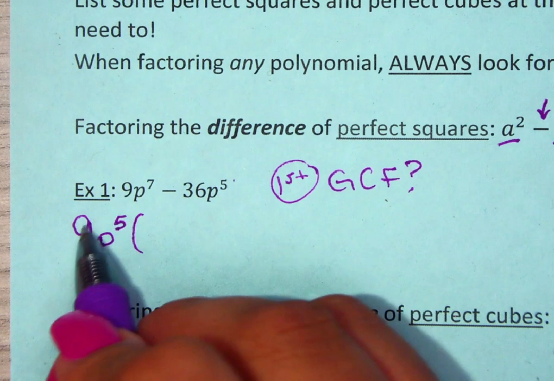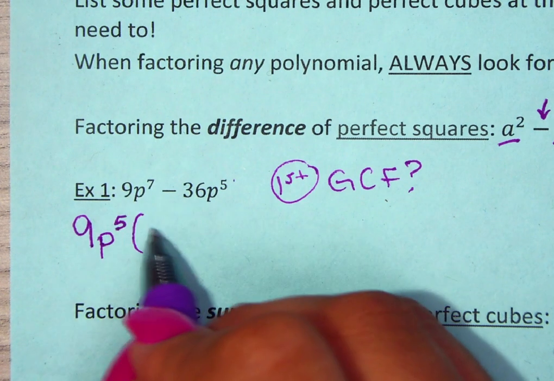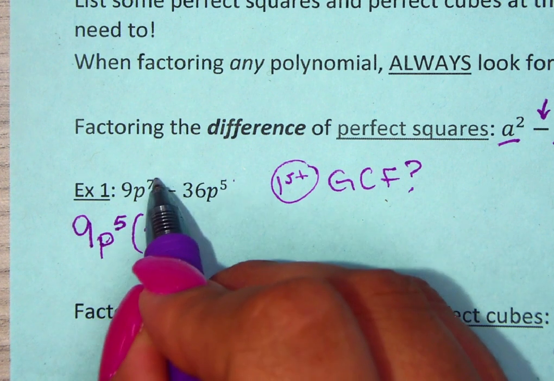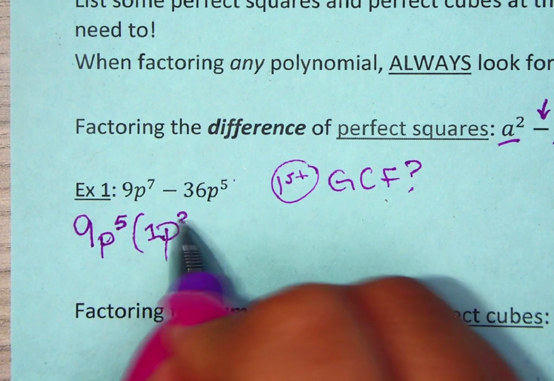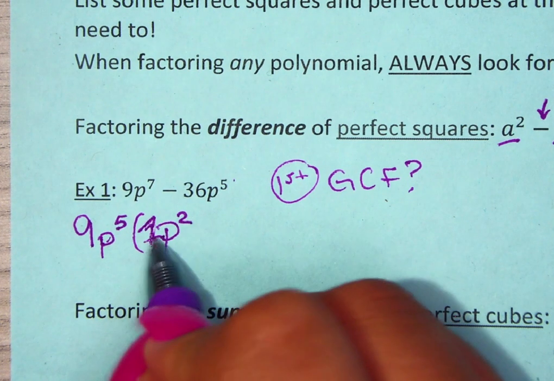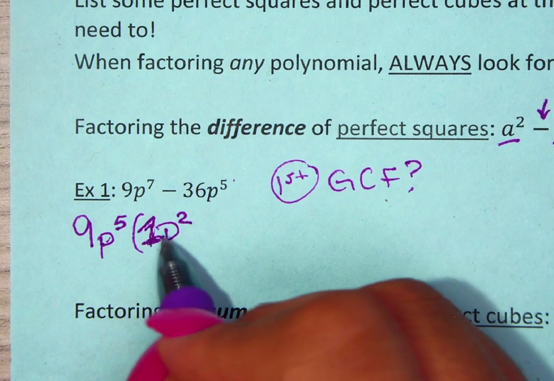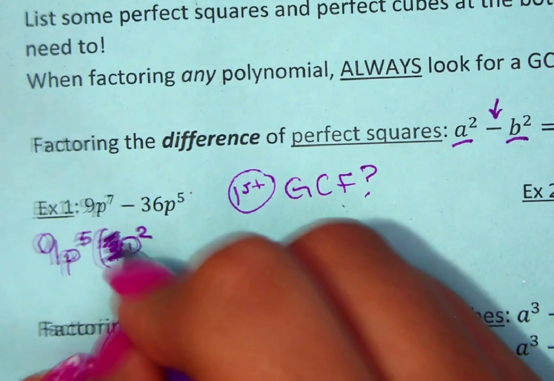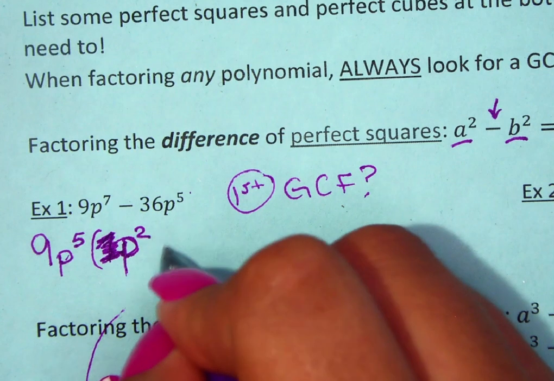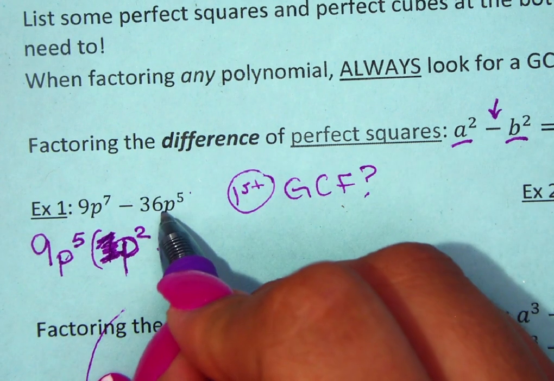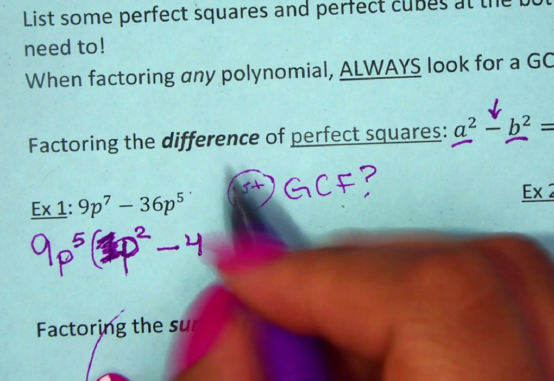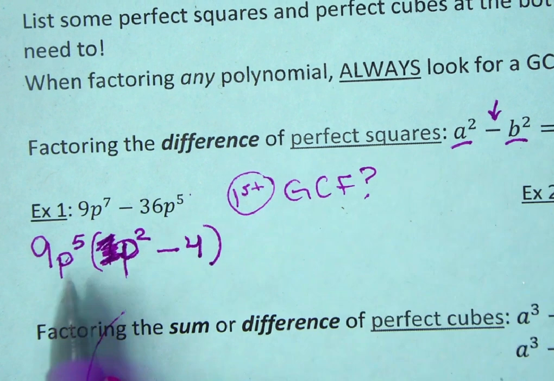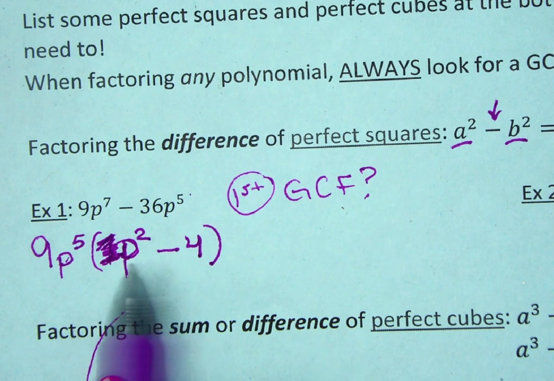Now I'm going to do 9 times what gives me 9, so just 1. P to the 5th power times what gives you p to the 7th power? That's where you write p squared. And this 1 doesn't need to be written, because anytime in algebra we have a 1 as a coefficient, we don't write it. So we're going to have p squared minus, and then 36 divided by 9 is 4. P to the 5th power divided by p to the 5th power is just 4 by itself. So that's the GCF, and this is the binomial that's left.